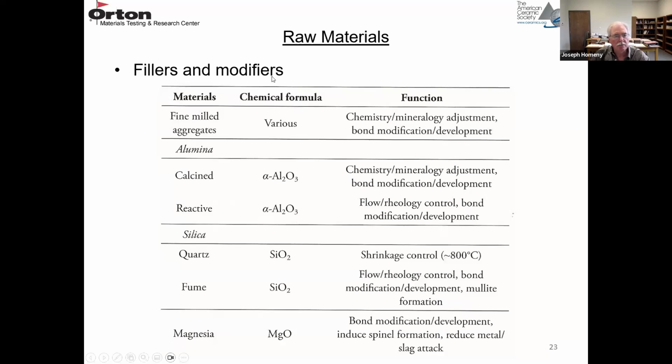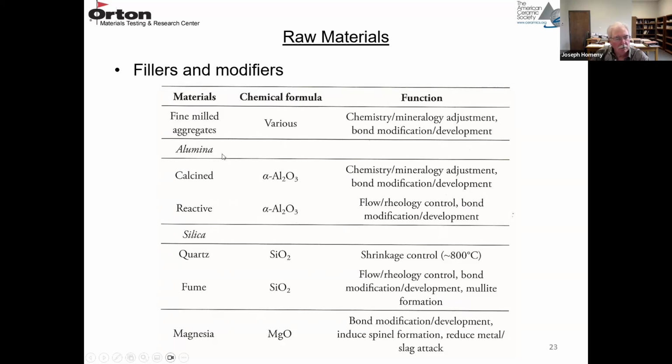And then there's a variety of fillers and modifiers. So you could take any one of the aggregates we talked about, mill it very fine for the matrix. So any of these chemical formulas we just mentioned, and they're going to be in the matrix. So they're going to control the chemistry, the phases that develop, the mineralogy. They're going to affect how the bond forms.